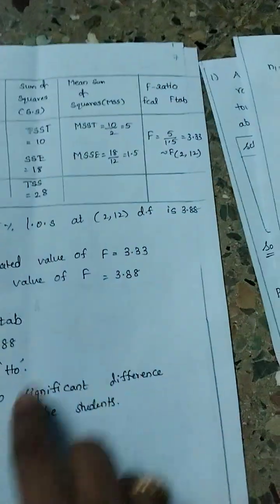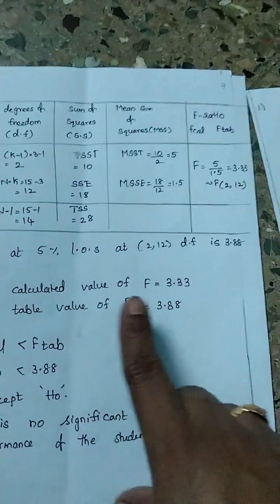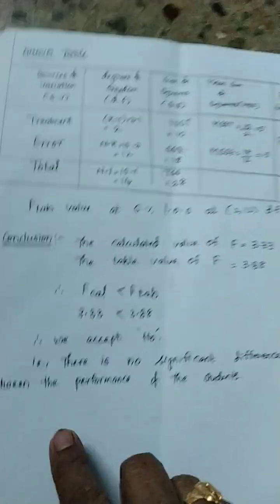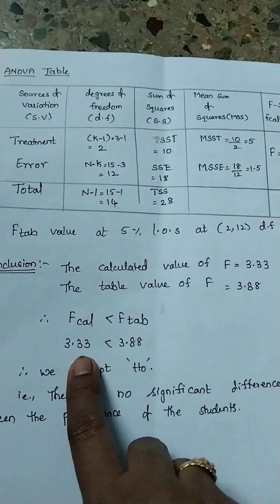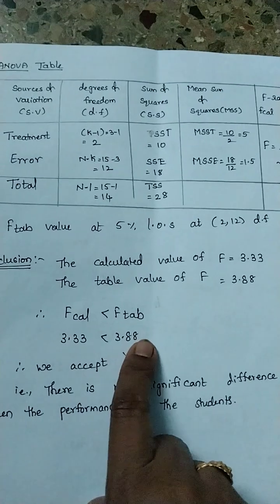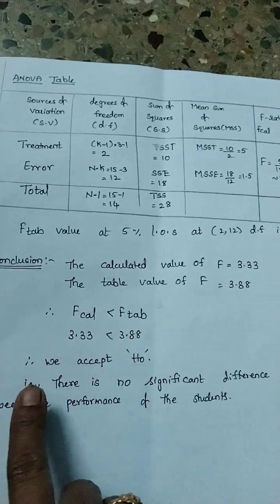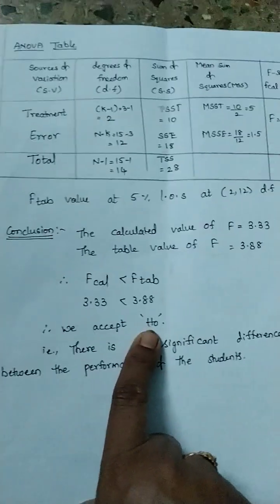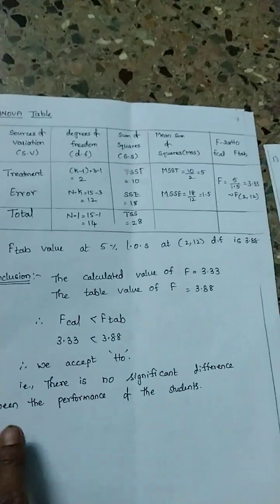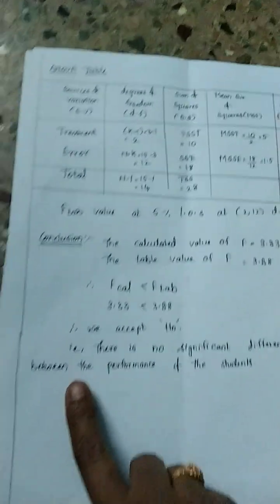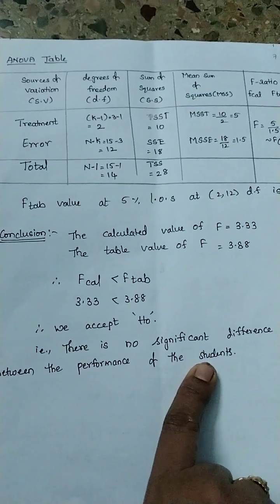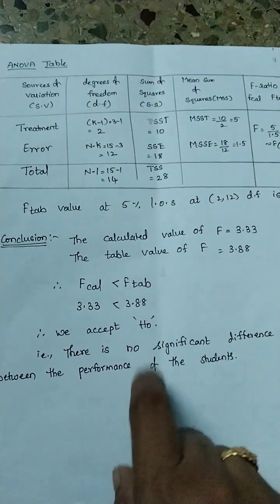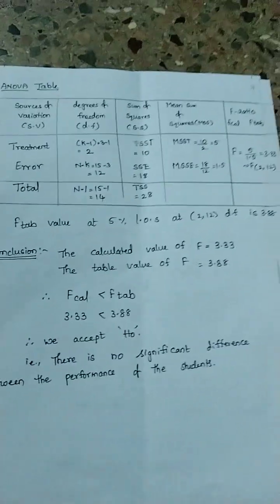Now we are going to compare the calculated value with the table value. So the F calculated value is less than the F table value. See, the F calculated value you got is 3.33, which is less than 3.88. Therefore, we accept H naught. What is the H naught here? There is no significant difference between the performances of the schools. Okay. So, this is your one-way classification. Thank you.